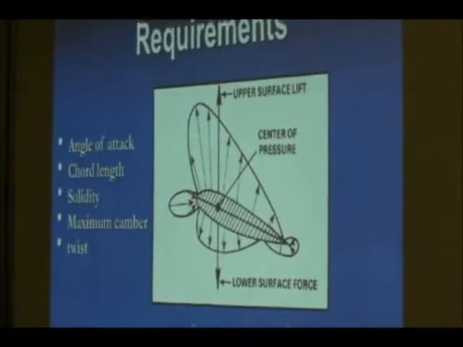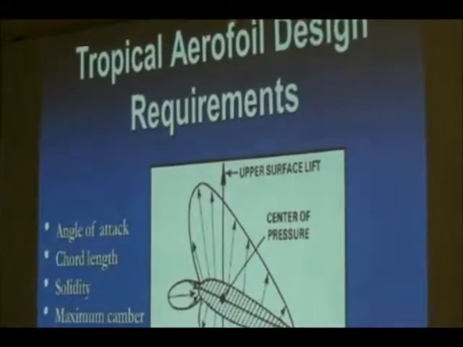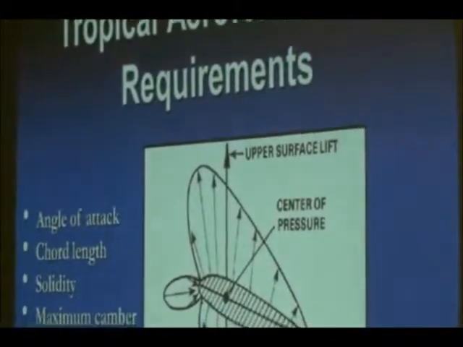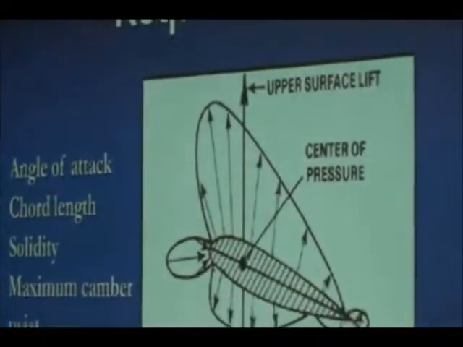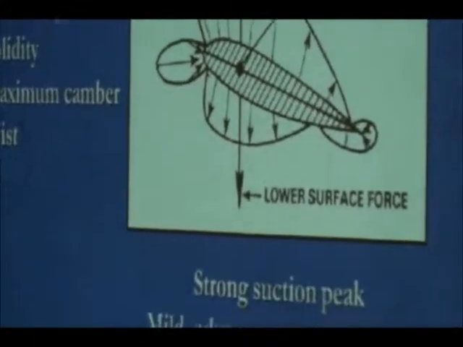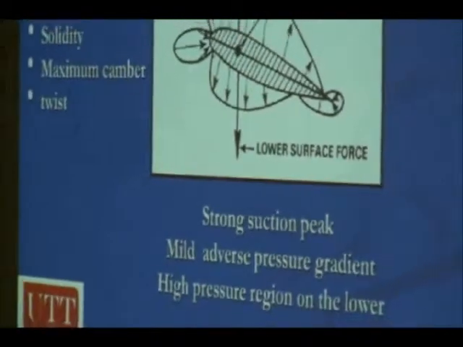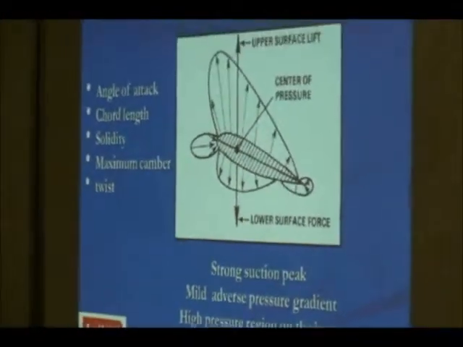For a tropical airfoil, the requirements are to try and achieve a strong suction peak on the upper surface and a high pressure region on the lower surface. We'll be manipulating the angle of attack, chord length, solidity, and the camber, and also looking at the effects of twist.